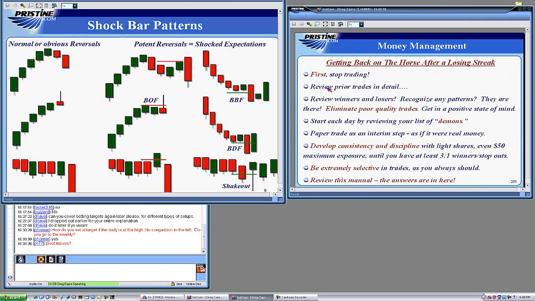Getting back on the horse. You've gone through a losing streak. You keep having losers. Well, why do you keep trading? Stop trading. Take a step back from it. The market will be here. This is what gets traders into revenge trading: I've got to make my money back. It becomes a vicious cycle. So you've got to get some distance from that negative energy, so to speak.